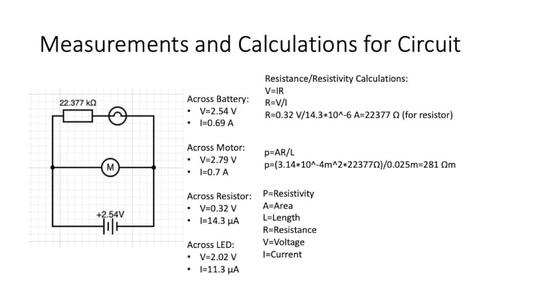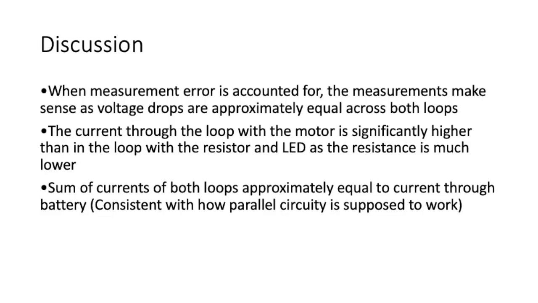While measuring current across the Plato resistor, we noticed that it was extraordinarily low, in the microamp range. This affected our resistance and resistivity calculation, causing an abnormally high resistance value and thus also an abnormally high resistivity value. In regards to the precision, our experiment is relatively consistent, as if you account for measurement error, voltage drops are approximately equal across both loops.